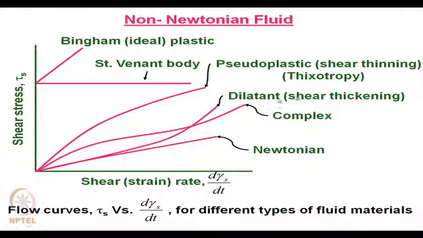So, increase of viscosity with shearing is known as the dilatancy property, and decrease of viscosity with shearing is known as the thixotropic property. And there can be material showing both the behaviors of thixotropy as well as dilatancy, that is known as complex, and if it is purely linear, that is a Newtonian fluid.